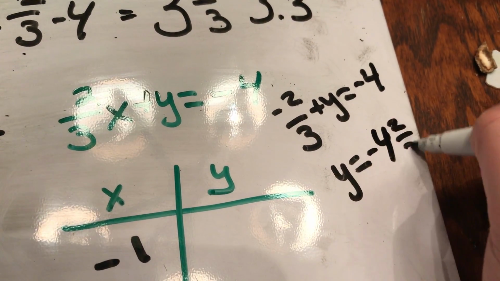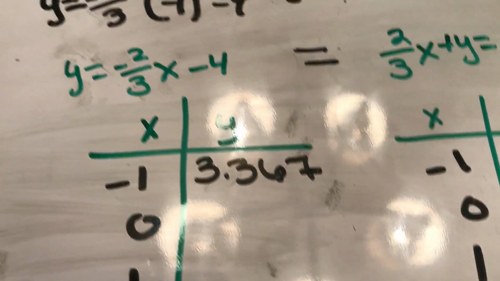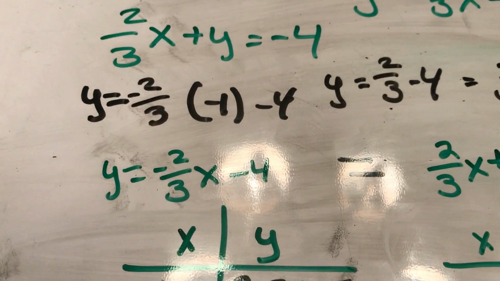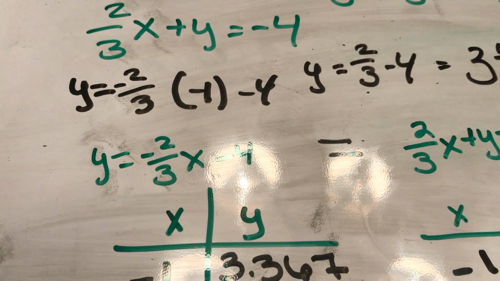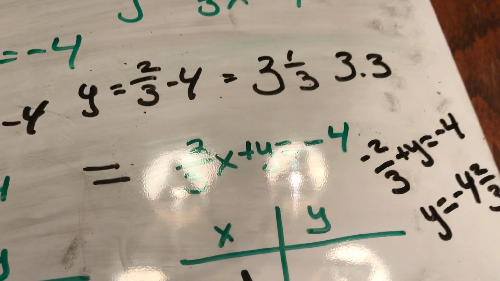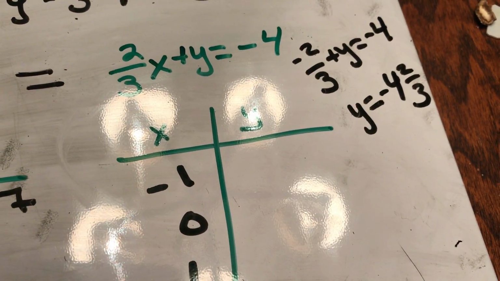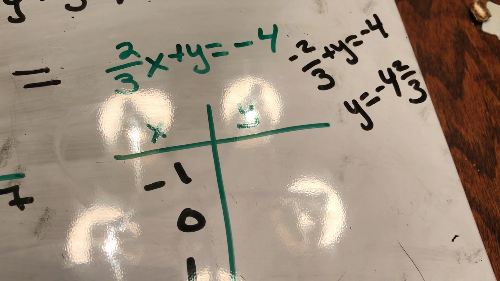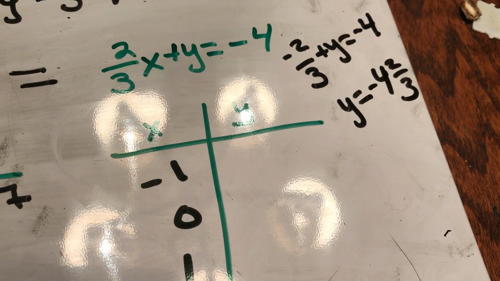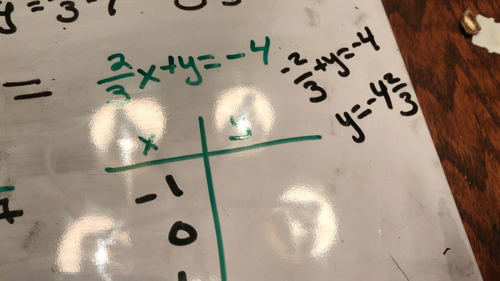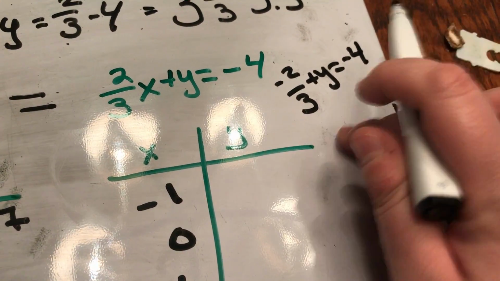and 2/3, right? So I must have done something wrong. What did I do wrong? That's crazy. Let's check. -2/3 x minus 4, right? So 2/3 minus 4 totally is like 3 1/3. And then on this side, 2/3 x plus y equals -4, and we've got -2/3 plus y equals -4. So, oh, that's what I did. I subtracted instead. That was my mistake.